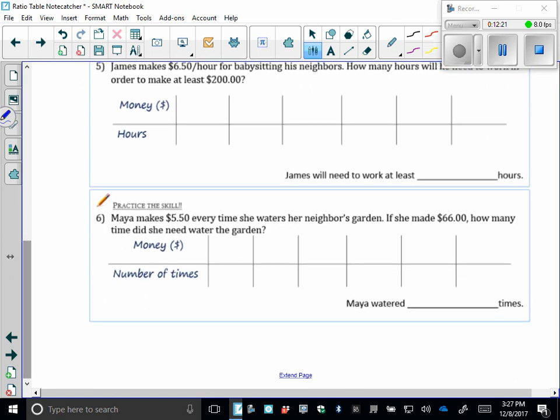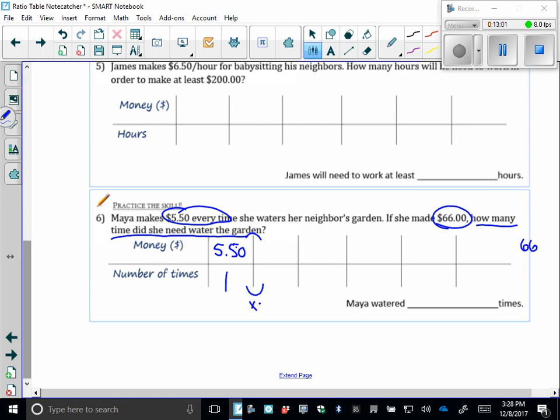Okay, we're gonna skip 1 and I'm gonna do 6. We're gonna skip 5, I'm gonna do 6. I just want to show you something else. So if you have something like $5.50, so Maya makes $5.50 every time she waters her neighbor's garden. If she made $66, how many times did she water the garden? So I know she makes $5.50 per one time.